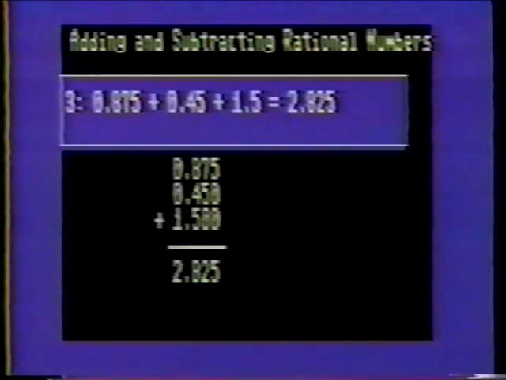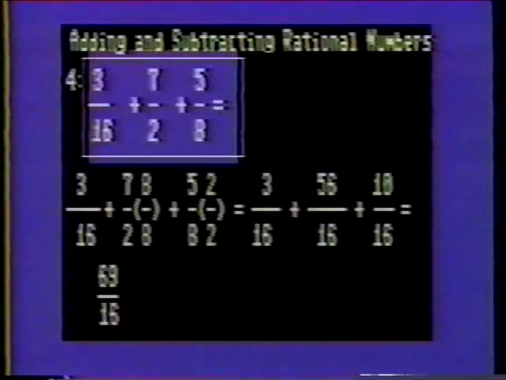Number 3. Because the numbers below are represented as decimals, we do not need to find a common denominator in order to add them. Simply align these numbers by their decimal points and add them together. 0.875 plus 0.45 plus 1.5 is 2.825.